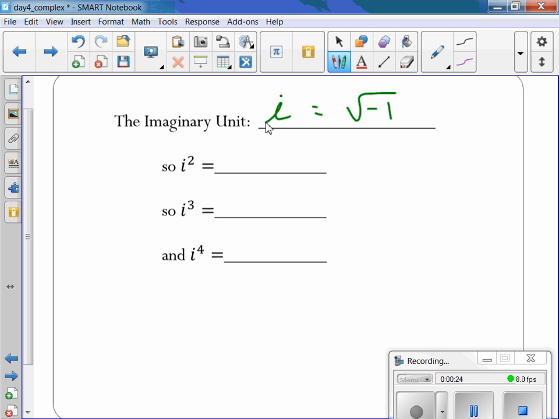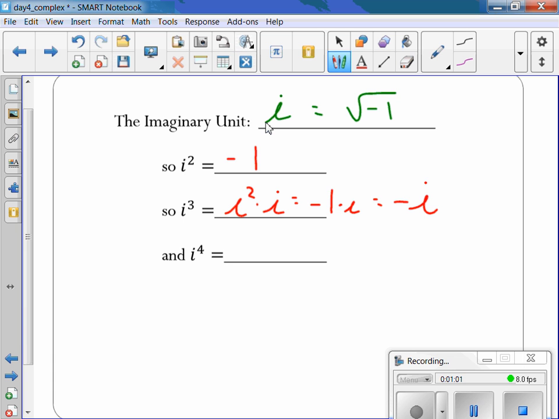So if that is my i, the square root of negative 1, my i squared is just going to be negative 1, absolutely. I cubed, well, I can write this way: i squared times i. What is i squared again? Negative 1 times i, which is a negative i. The law of exponents, right? I'm just adding my exponents.